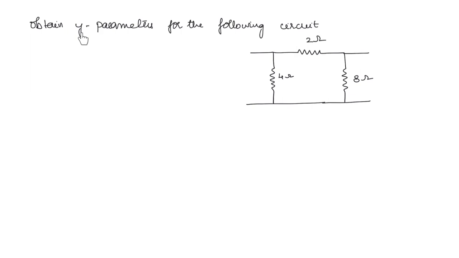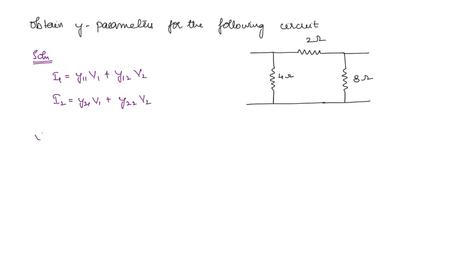Next question, obtain Y parameters for the following circuit. So this is a pi circuit. Previously we discussed a T network. This is called a pi network because it is in the shape of a pi. So let us see how to solve this. Once again you will write the equations. I1 is equal to Y11 V1 plus Y12 V2 and I2 is equal to Y21 V1 plus Y22 V2.